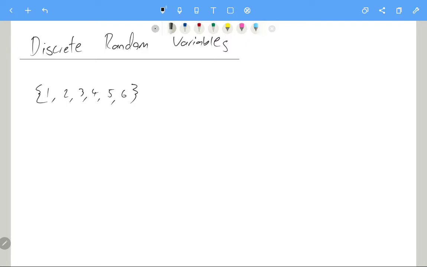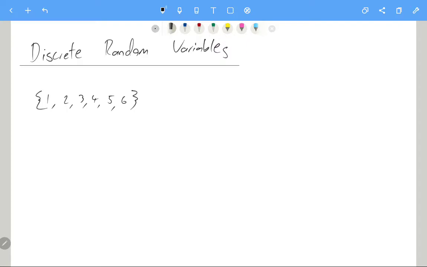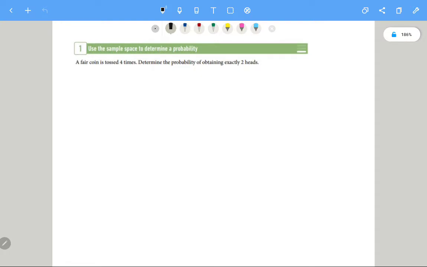Random just means that you've got different chances for things, and variables just means we're going to be doing it in terms of how we actually measure the chances of these things happening. Alrighty, so let's have a look at a quick example. A fair coin is tossed 4 times. Determine the probability of obtaining exactly 2 heads.